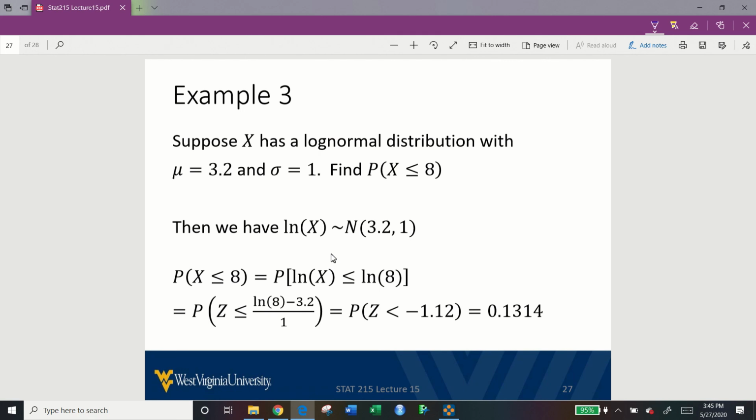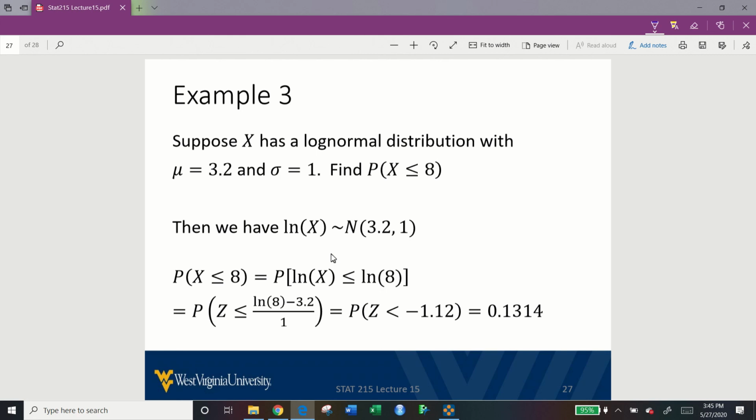So suppose x follows a log normal distribution with mu equal to 3.2 and sigma equal to 1, and we are asked to find the probability of x less than or equal to 8. In this case, the natural log of x follows the normal distribution with 3.2 as our mean and 1 as our standard deviation.